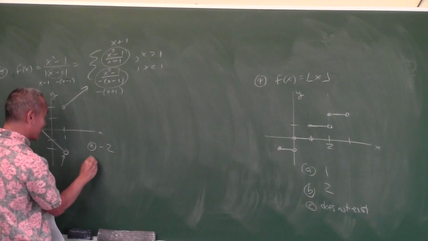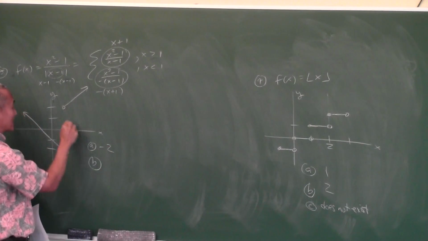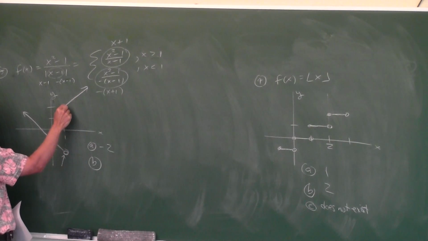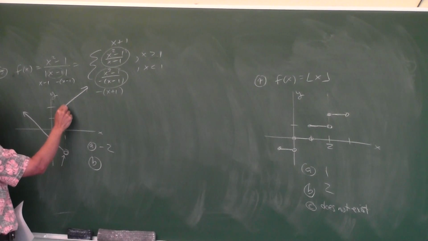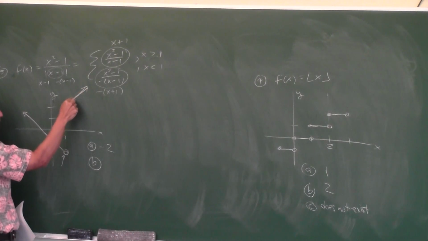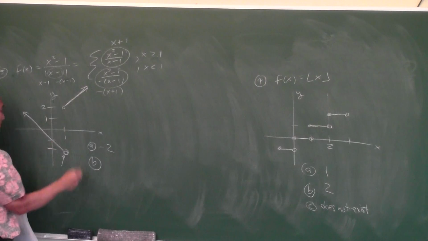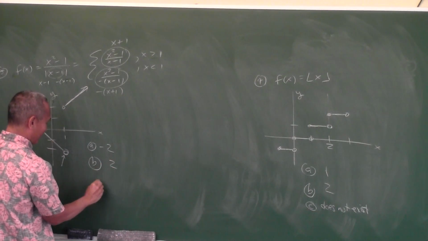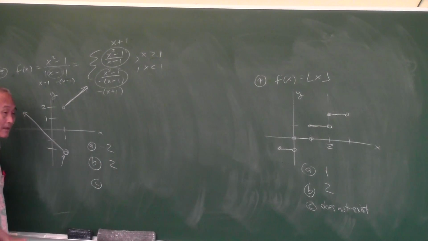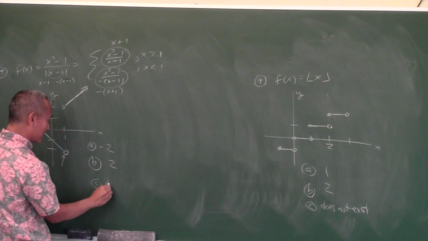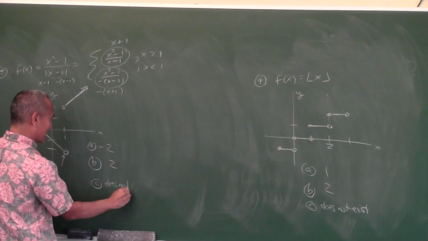What's the limit as x approaches 1 from the right? Look, coming from the right. What's the limit? So therefore, what's the limit as x approaches 1? It doesn't exist because the left-hand limit and the right-hand limit are not the same. Does not exist.